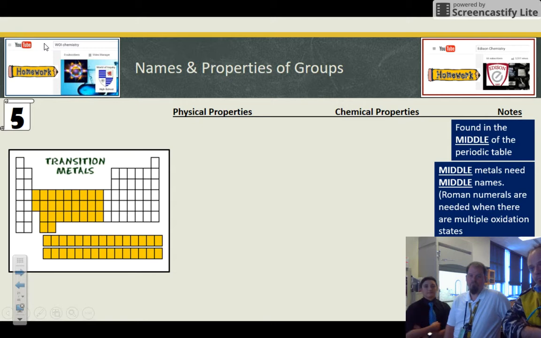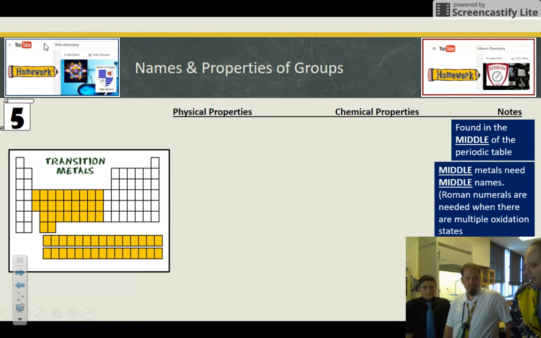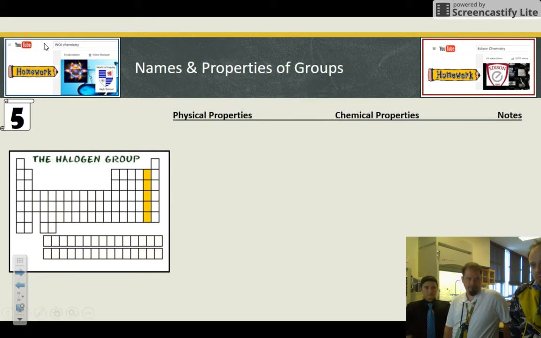And they're found in the middle of the periodic table. So we say the middle metals need a middle name. When we get into naming these and bonding, we will introduce Roman numerals to help us understand: is it iron 2 or is it iron 3? We need to know, because they have multiple oxidation states. Absolutely, positively.